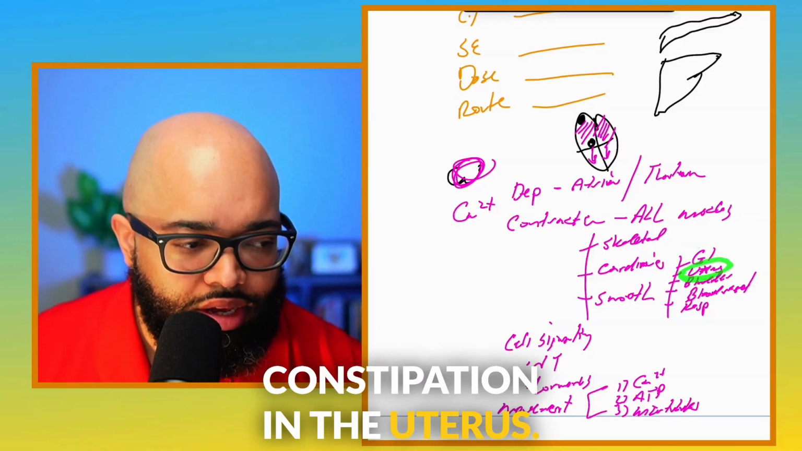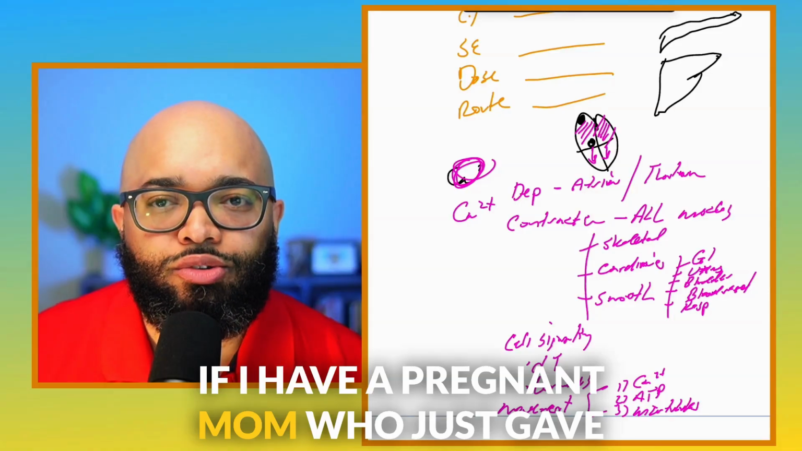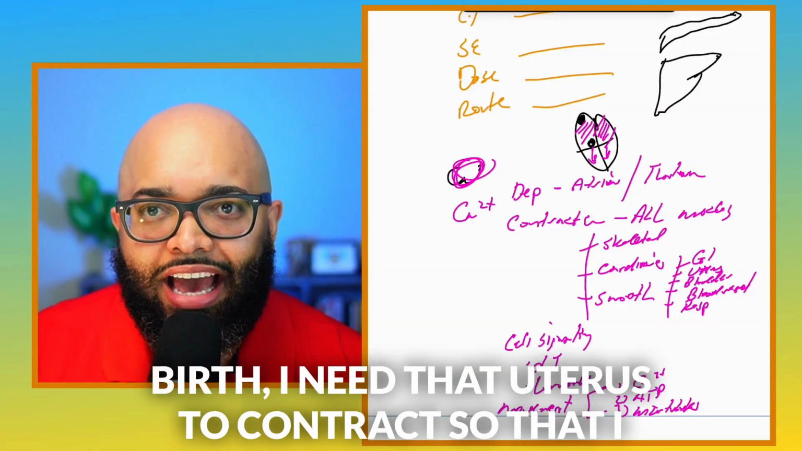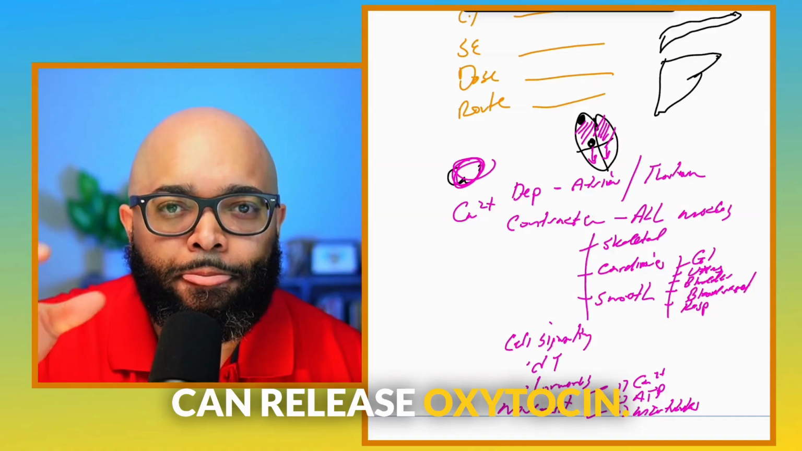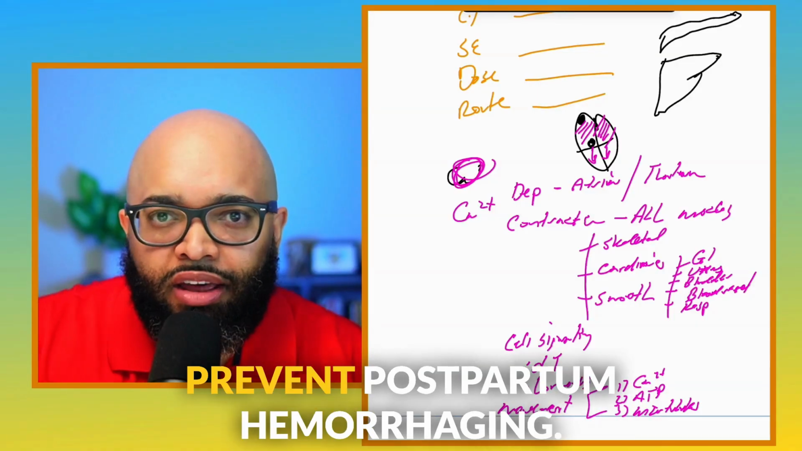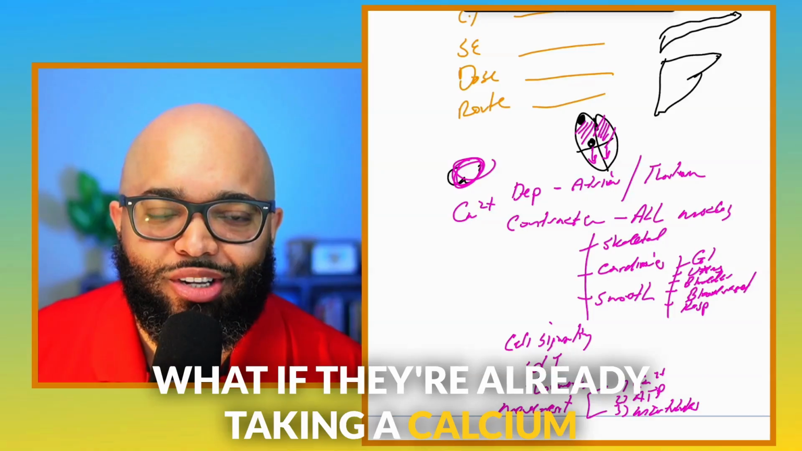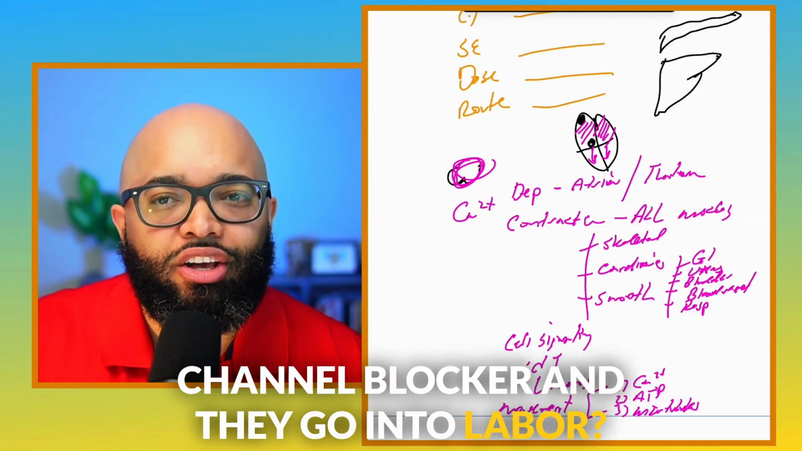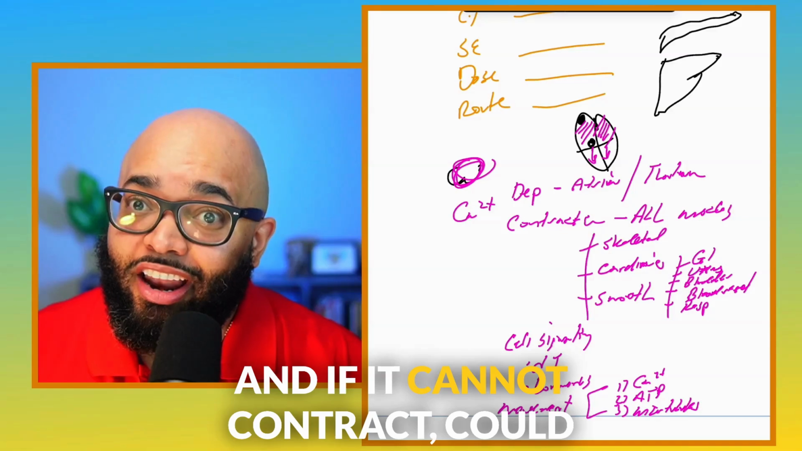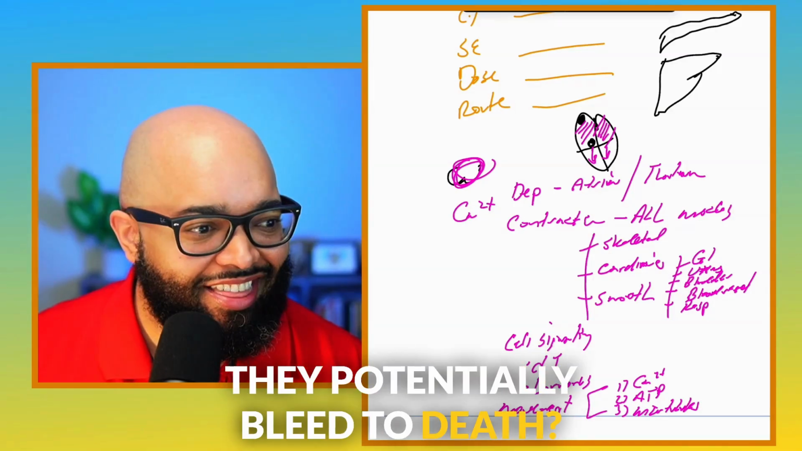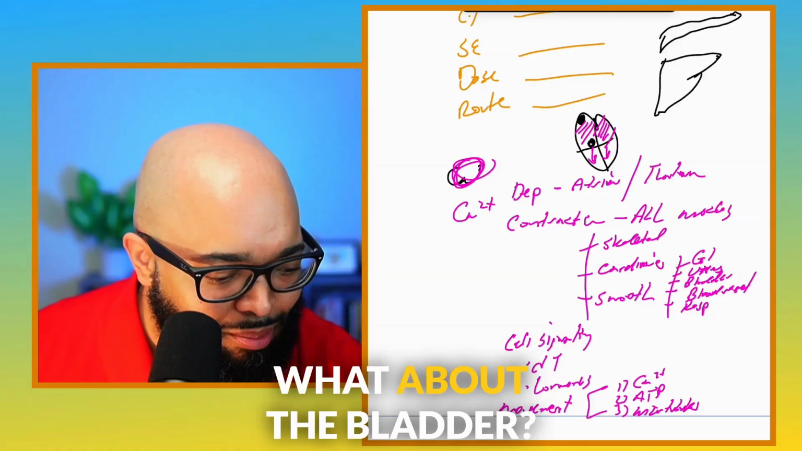In the uterus, I need the uterus to contract. If I have a pregnant mom who just gave birth, I need that uterus to contract, so that I can release oxytocin, cause uterine contraction, and prevent postpartum hemorrhaging. What if they're already taking a calcium channel blocker and they go into labor? Could it affect their uterus being able to contract? And if it cannot contract, could they potentially bleed to death? Wow.